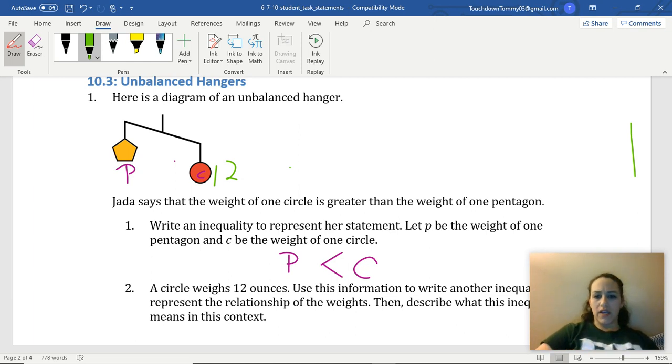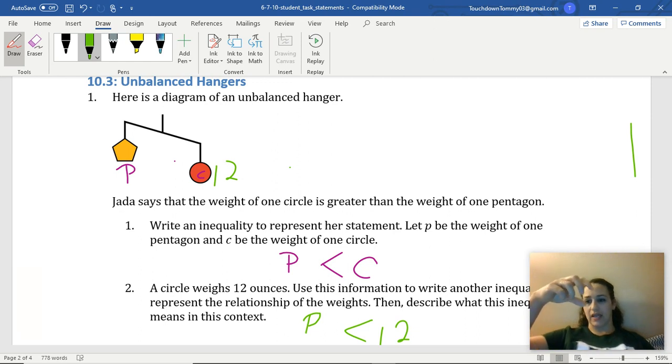Okay, so if we say this exact same thing, but we replace the circle, the C, with 12 ounces, we could say that the P is still lighter. That didn't change. It's still hanging up higher on the balance on that diagram. So we could say that the pentagon, the P, is less than 12. So P is less than 12.